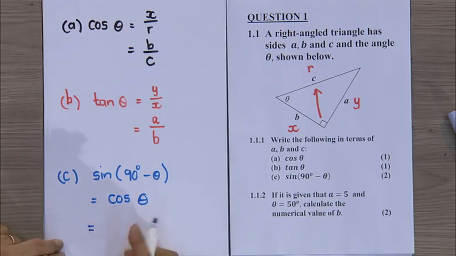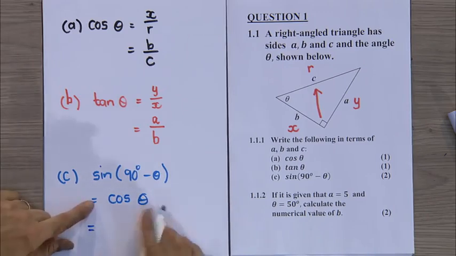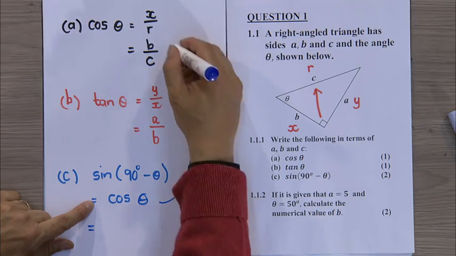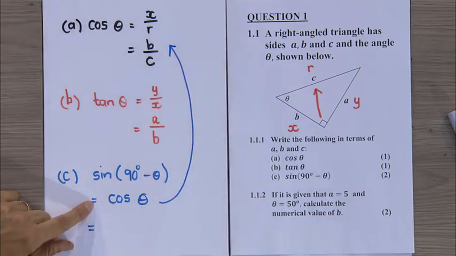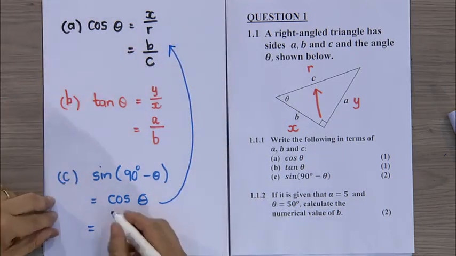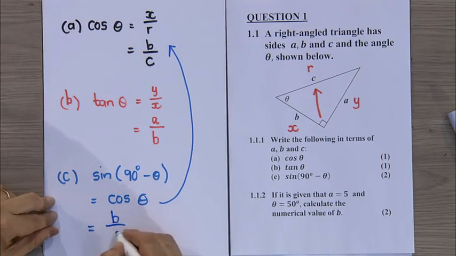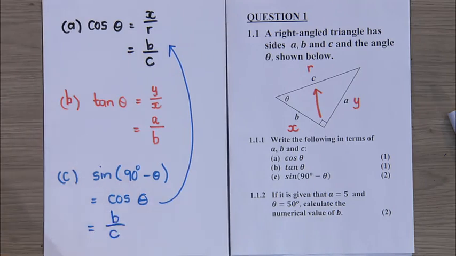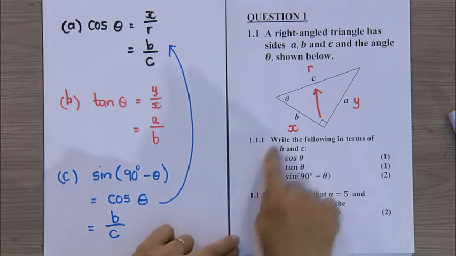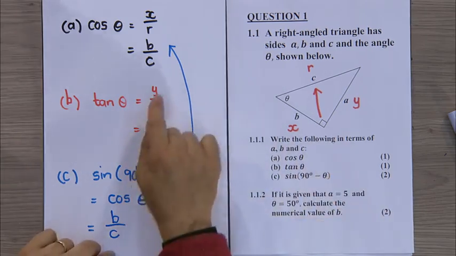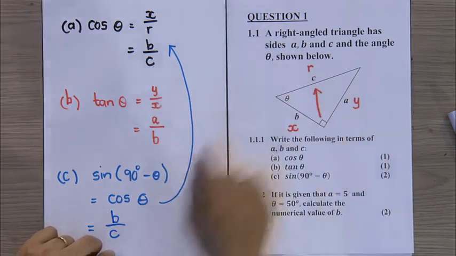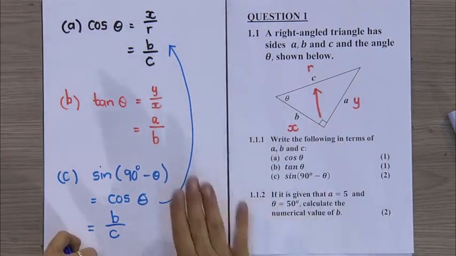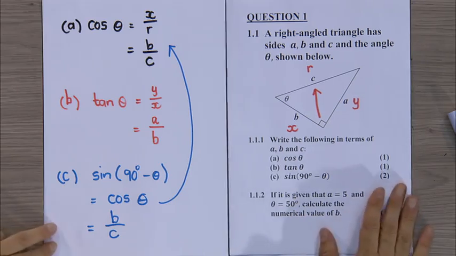So if we say cos of theta, can you see that cos is exactly what we have over there? And cos was b over c, so in this case, it's b over c. So as you can see, if you have to work with this information, know your basics about x, y, and r, and then you'll be able to write down your answers.